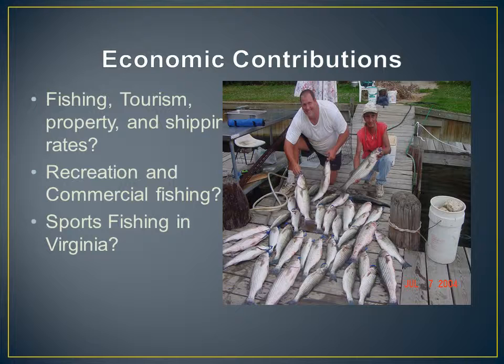Recreation and commercial fishing alone brought in $1.3 billion in 2004, and sports fishing in Virginia is a vital part of the Bay economy, so that it employs 15,000 people and grosses over $2 billion annually.